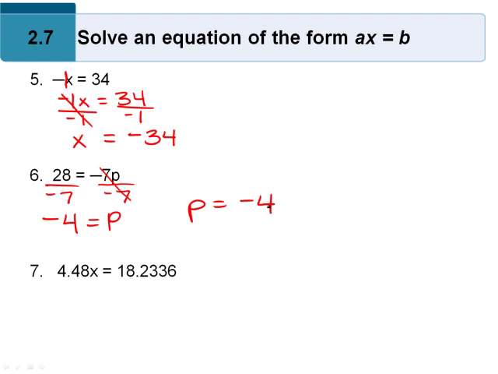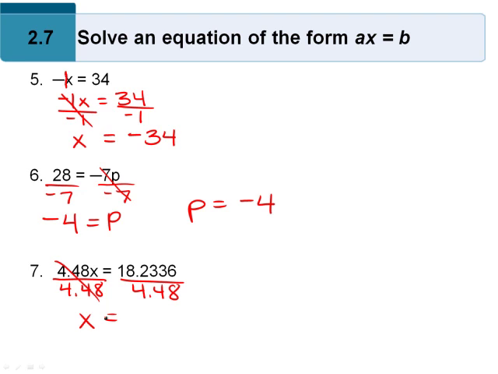There it is. All right, so because we're going to be dividing some pretty nasty decimals on number 7, we want to get rid of the 4.48. So we're going to divide both sides by 4.48. Now, quick, what's that in your head? I don't know either. Okay.